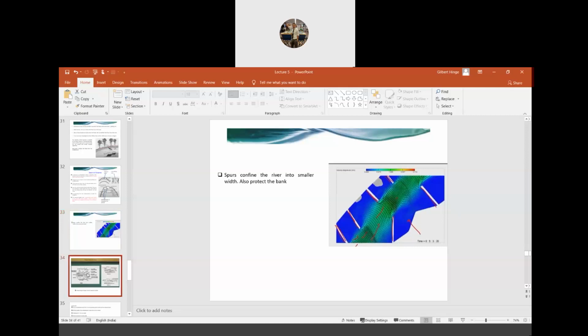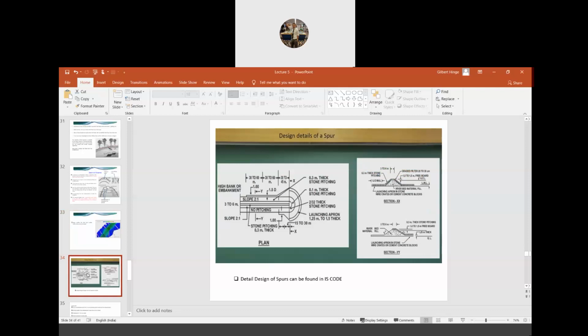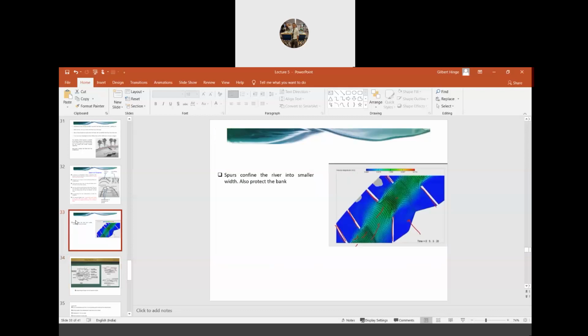So is it clear before we go into the details, the plan and sectional view of a spur? Is this clear? What is the function of spurs? Clear to everyone? Yes, sir. Okay, fine then.